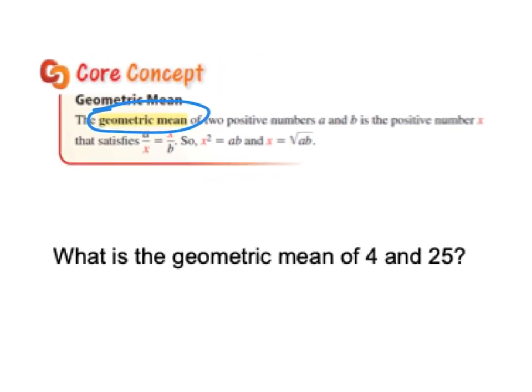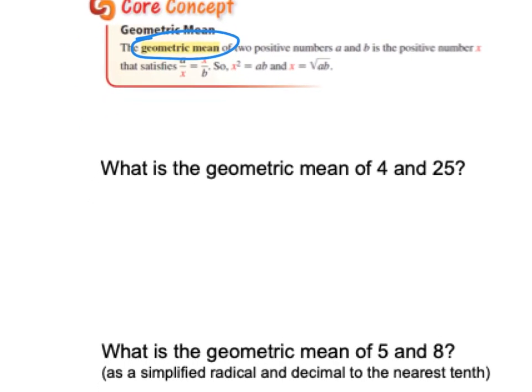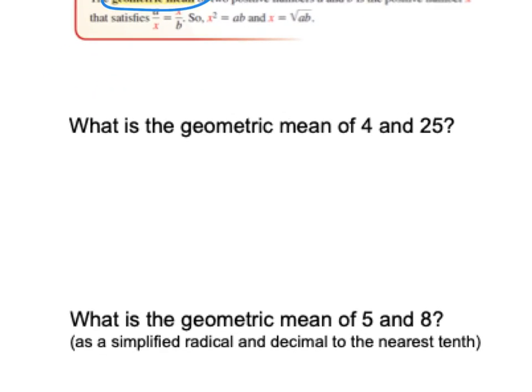Okay, so as you look up here in the core concept, it says that for positive numbers a and b, the geometric mean is the positive number x that satisfies a over x equals x over b, so that x squared equals ab. The way that I think about it is that when it asks you what is the geometric mean of two numbers, I always think of it as a proportion, okay? So the first thing we're going to do is just write ourselves a proportion.